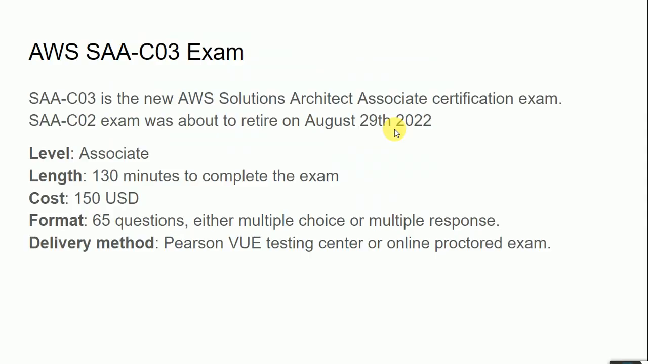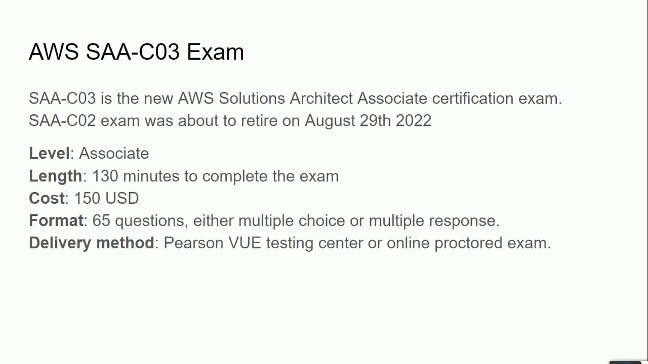The last topic of this video is the AWS Solution Architect Associate C03 exam. Previously it was C02, but it was retired on 29th August 2022, and this is the new exam code for the Amazon Solution Architect Associate exam. If you want to appear for the exam, this is the basic information. The exam level is associate. The length is 130 minutes. The cost is around 150. The exam format is 65 questions, either multiple choice or multiple response. For the delivery method, you can go to a Pearson VUE testing center or take an online proctored exam.